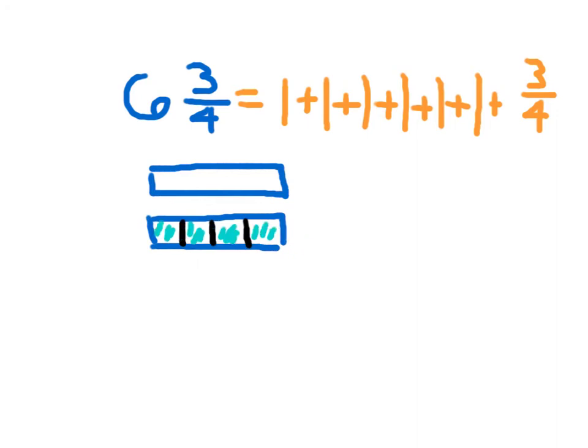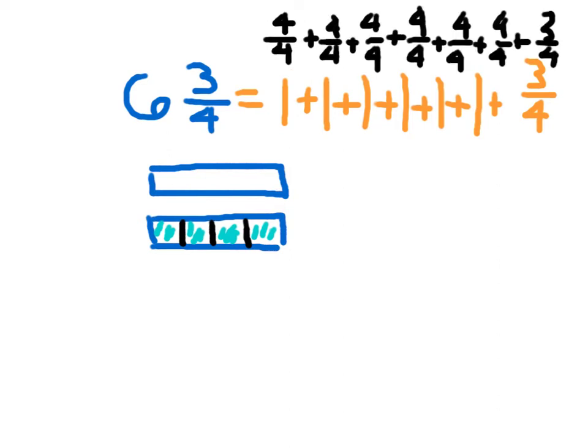So each of these wholes is worth 4/4. And then I'll start writing those in there. Each whole is worth 4/4. Remembering our 3/4 there as well. And so 6 3/4 is just equal to that string of numbers right there.